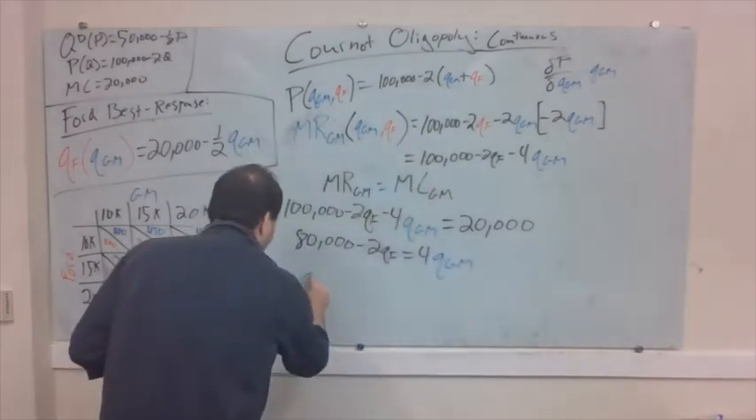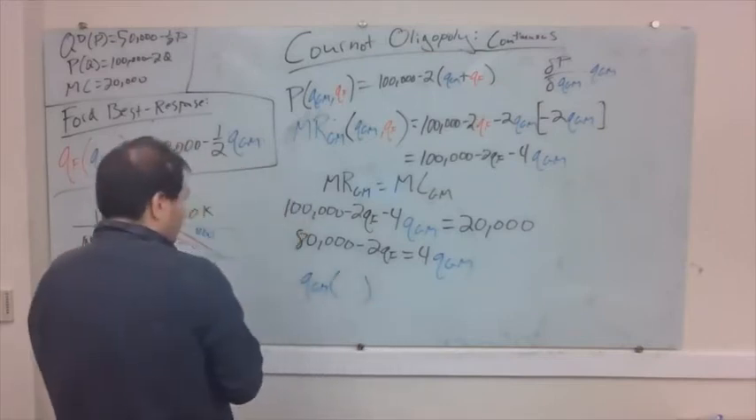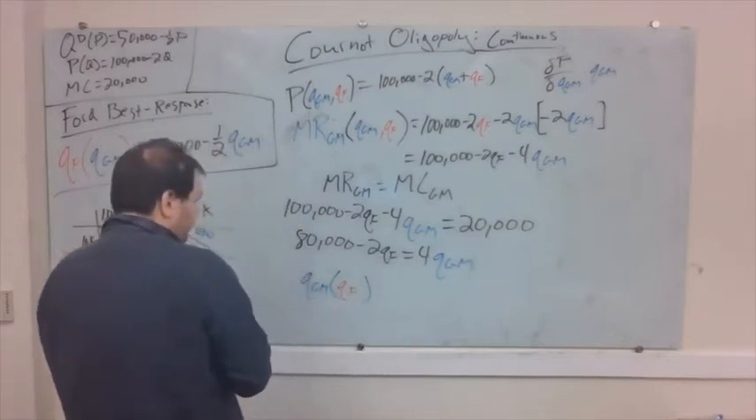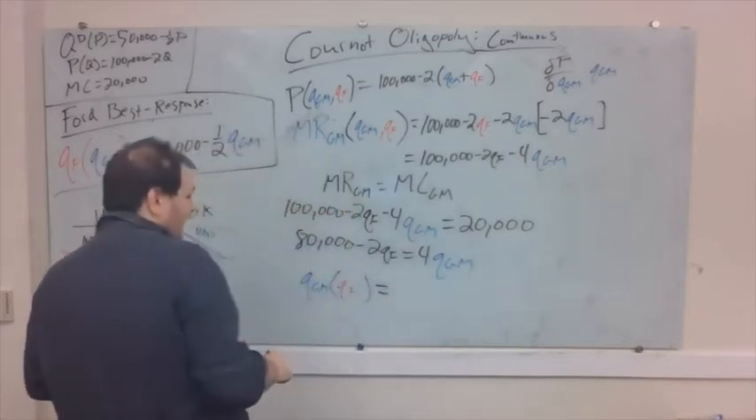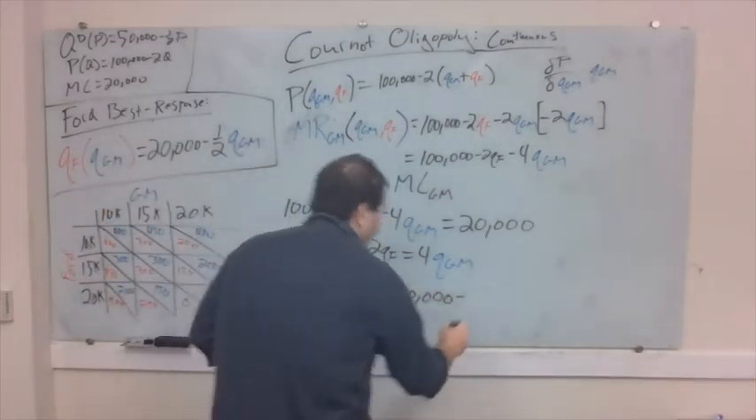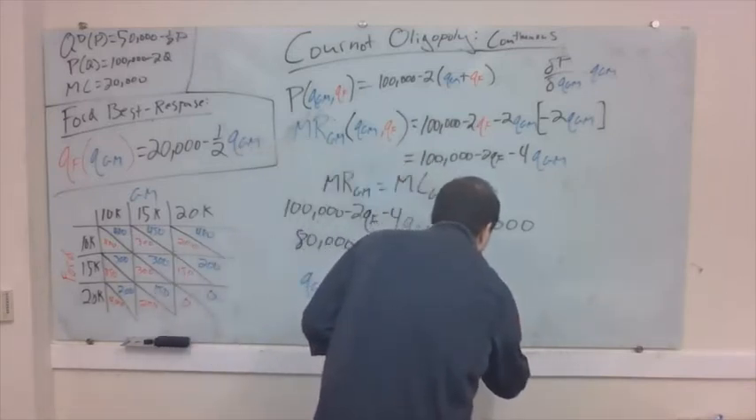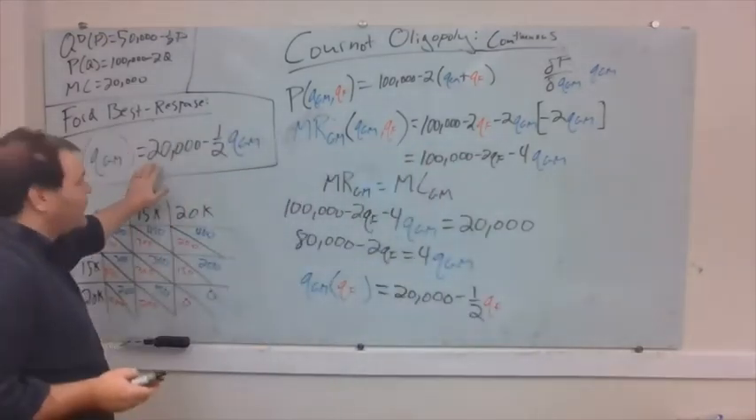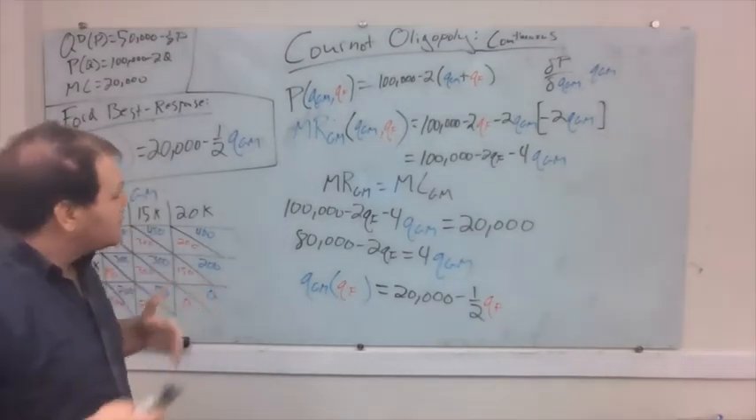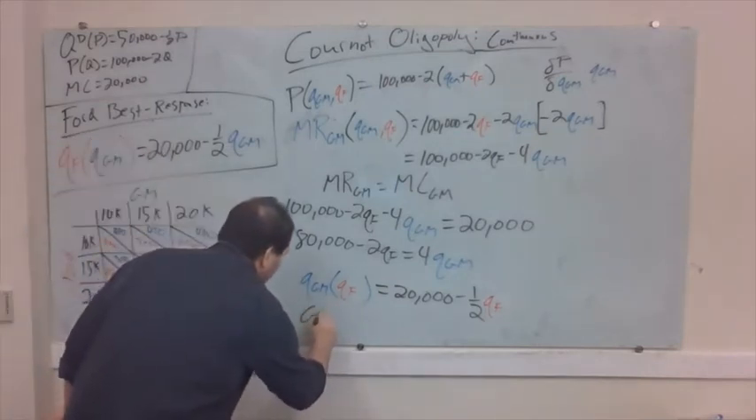So we'll say that QGM as a function of QF is going to equal this whole thing divided by 4, right? So that's 20,000 minus 1/2 times QF. Just the mirror image of what we got for Ford because these two firms are facing the same problem. So again, what is this function telling us? This is telling us GM's best response.